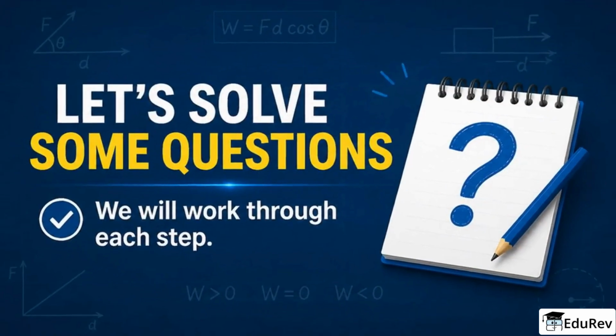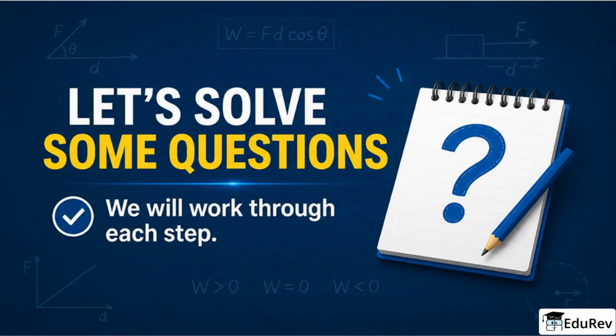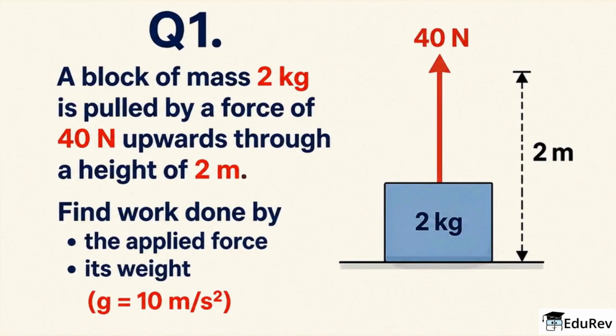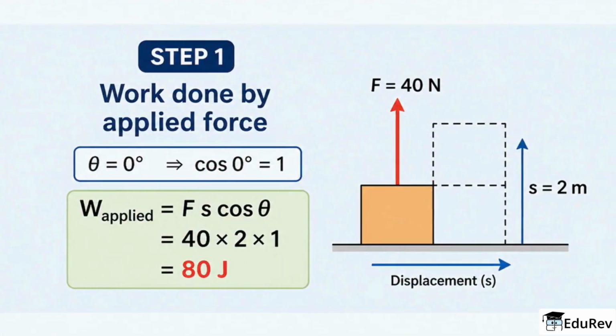Now let us solve some questions to make this clear. We will work through each step. Question number 1 asks: a block of mass 2 kilograms is pulled by a force of 40 newtons upwards through height 2 meters. Find work done by the applied force and by its weight, g equals 10 meters per second squared. Step 1. Compute work done by the applied force. Angle between force and displacement is 0 degrees, so cosine 0 degrees is 1. Thus, W applied equals 40 times 2 times 1, which is 80 joules.